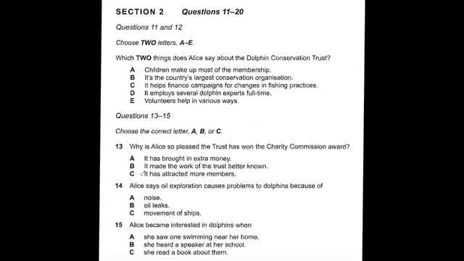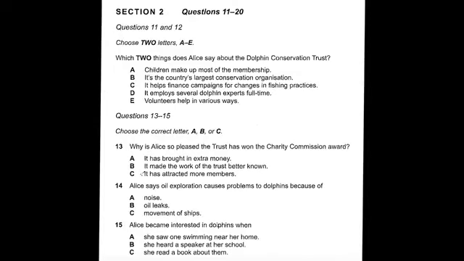Section 2. You will hear a woman called Alice Bustle talking on the radio about the Dolphin Conservation Trust, an organisation which tries to protect dolphins. First, you have some time to look at questions 11 to 15. Now listen carefully and answer questions 11 to 15.